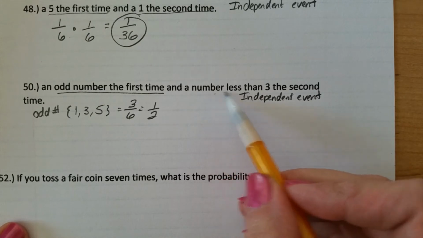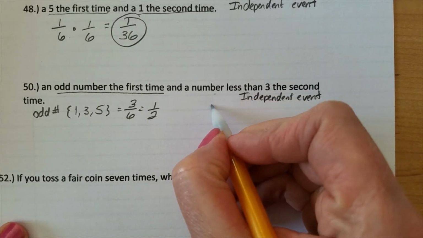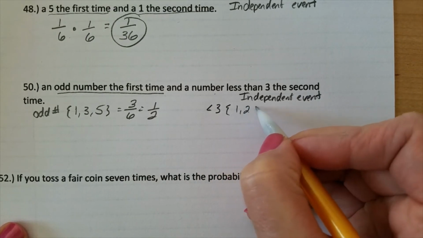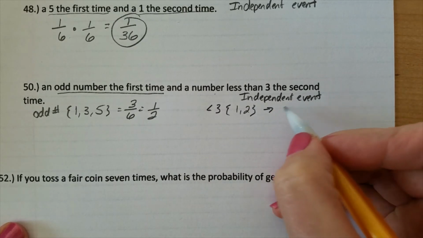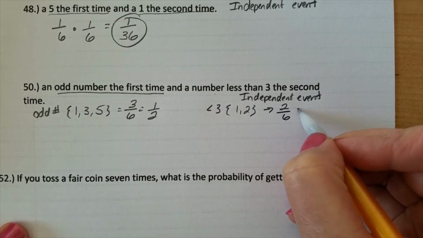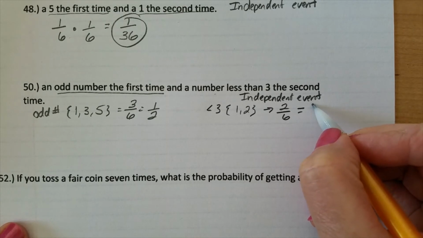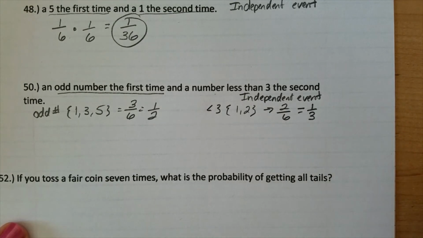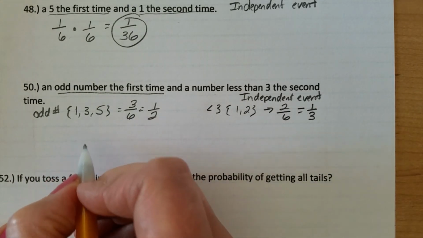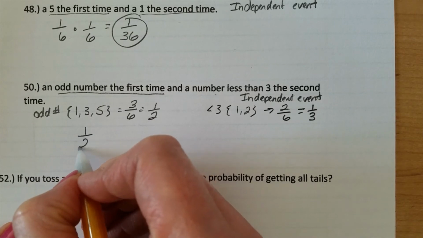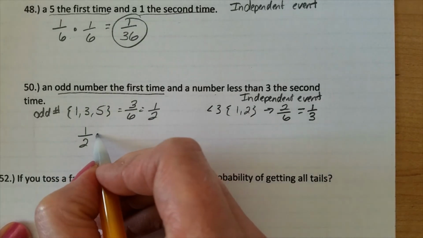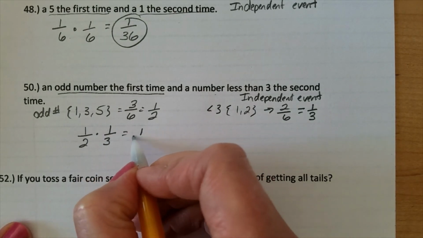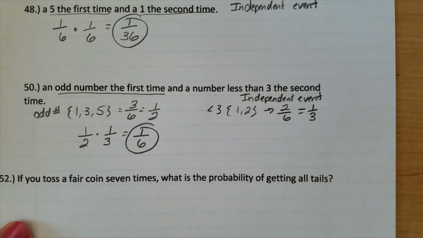My second event, a number less than 3. So let's go less than 3. Numbers on the die that are less than 3 are 1 and 2, which means we have 2 out of 6. Reduce that fraction, we have 1/3. So the probability of rolling a number less than 3 is 1/3. Again, your counting principle. First roll, you have a probability of 1/2. Second roll, you're going to have a probability of 1/3. Gives you a total probability of 1/6.